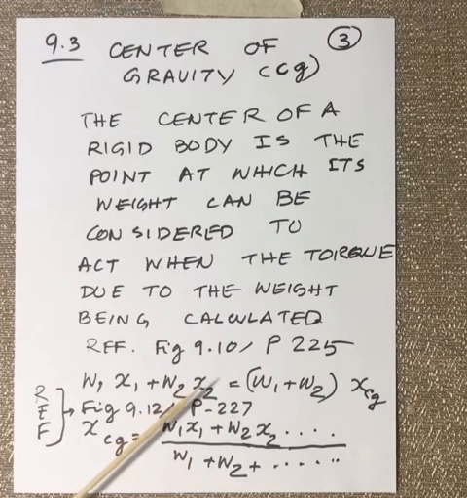Figure 9.10, page 225, where we have W1, W2 at distances x1, x2, and xcg is the center of gravity. We are interested to find the center of gravity. So the equation becomes xcg equals W1 x1 plus W2 x2, and so on, depending on how many weights you take into account, divided by the total weight, W1, W2, all total.